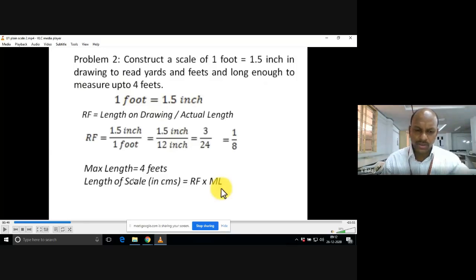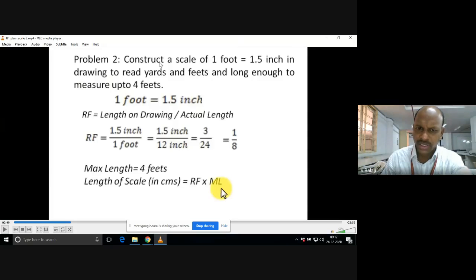Now to construct that scale, generally any scale design has some length and width, and on it some marking is there, like centimeters, millimeters, like that. Similarly, we are supposed to design a scale that shows main units are yards and its subunits are feet.